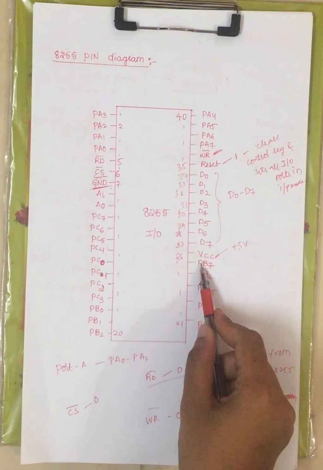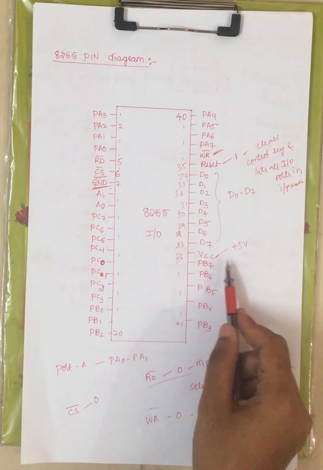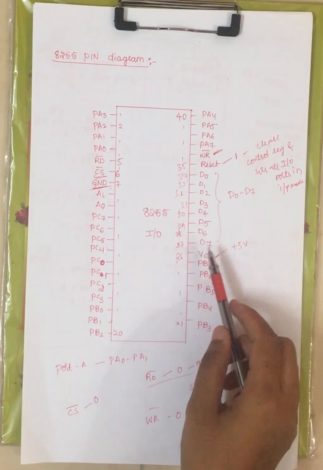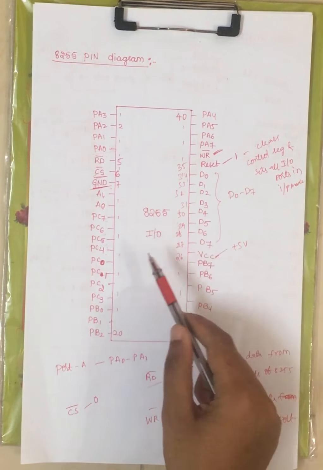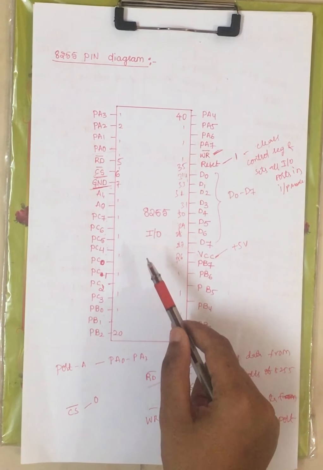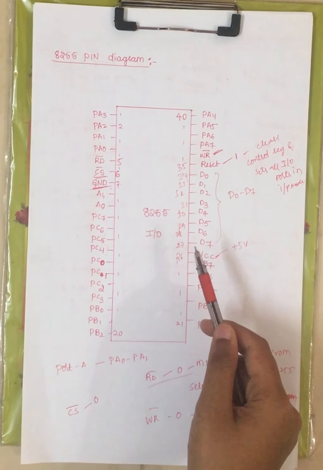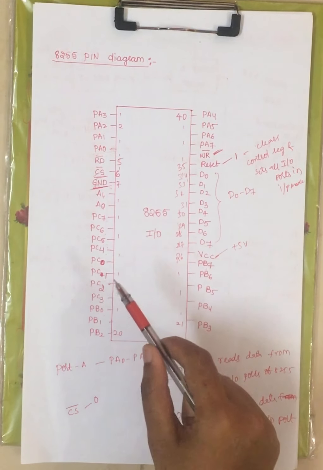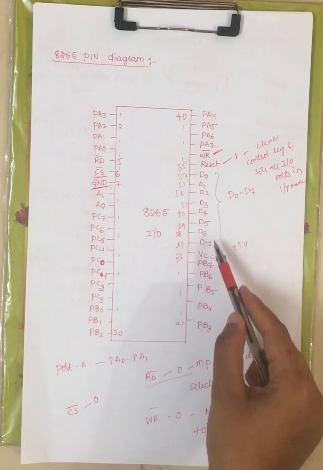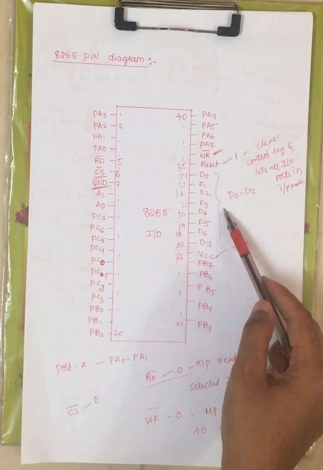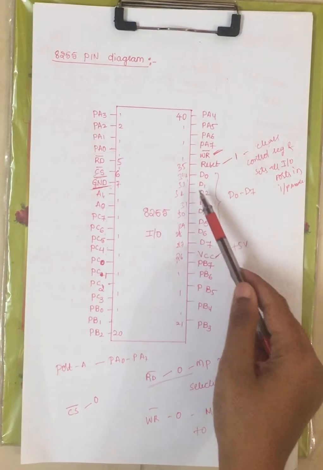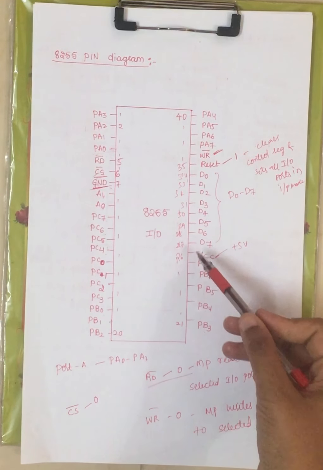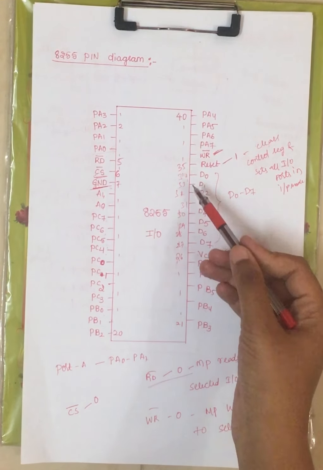And next you have VCC. Power supply of plus 5 volts is provided at this particular pin, that is the 26th pin. Now it has an 8-bit data bus, which means it can carry 8-bit data, either for read operation or write operation. D0 to D7 is the 8-bit data bus provided from the 27th pin to the 34th pin.